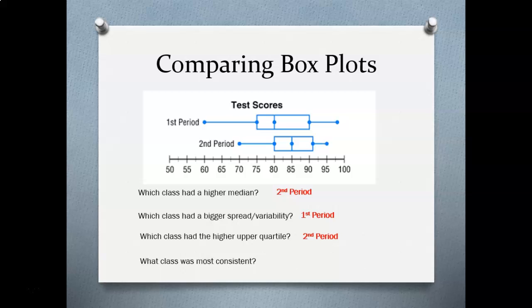Which class was most consistent? You might need to think about what consistent means. Consistent means more the same, doesn't change much. So it's the opposite of which one has the bigger spread or variability. This is which has the least spread, so that would be second period.